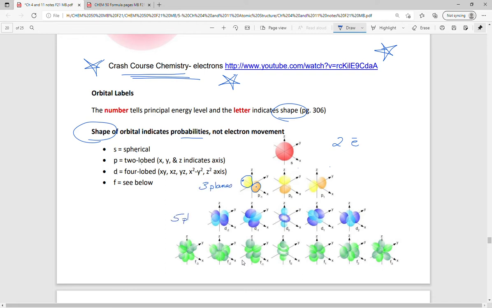5 planes for these four-lobed structures that we call D, right? So this is P, this is D. And then it gets a little bit ridiculous here, and I feel like I should be able to twist up balloon animals for you here.